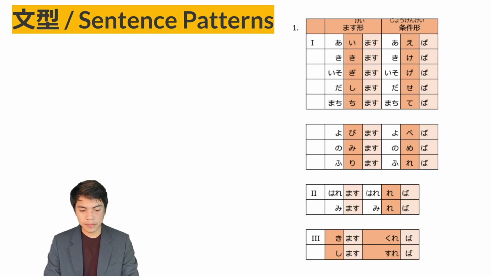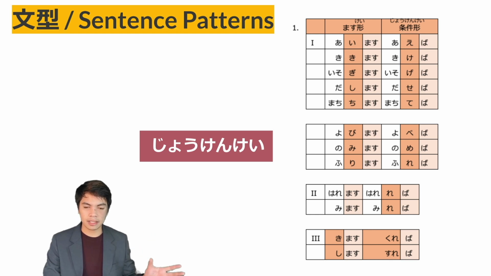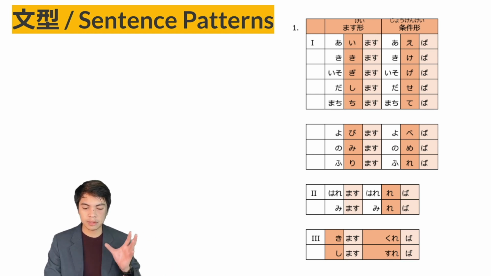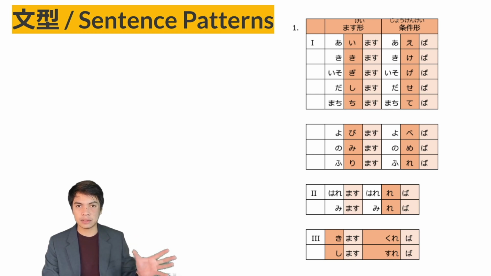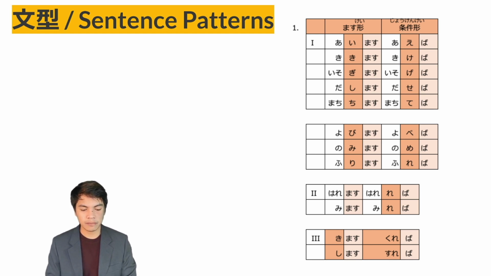So in this table, first let's start from the verbs. The conditional form of verbs in Japanese is called joken-kei. The word joken means condition, and kei means form. So, conditional form. It means that there is a condition for this to happen. Okay, so now let's try to conjugate verbs. Let's start from the group 1 verbs.